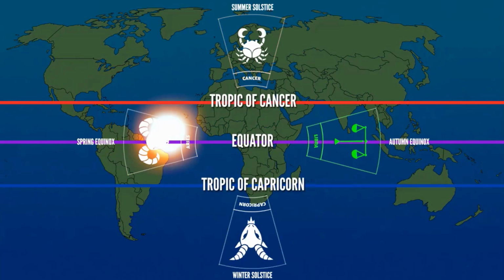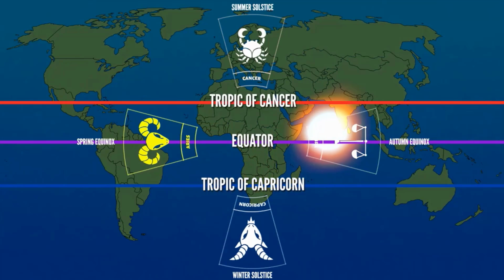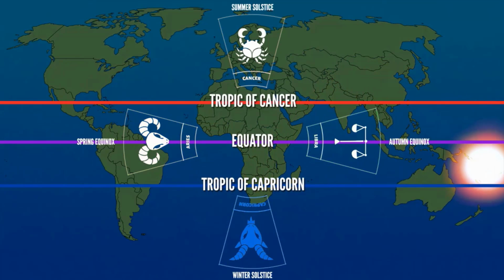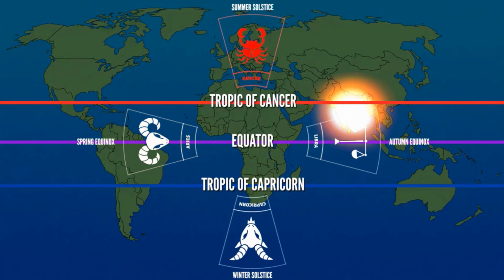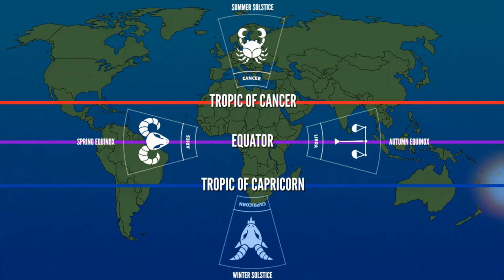So what we see is we keep going through the 4 seasons. Let's say we start off right now with the spring equinox. That's the beginning of the year. That happens in Aries. And then from the spring equinox, we go to the summer, and then to the winter solstice, and then we go to the autumn equinox.